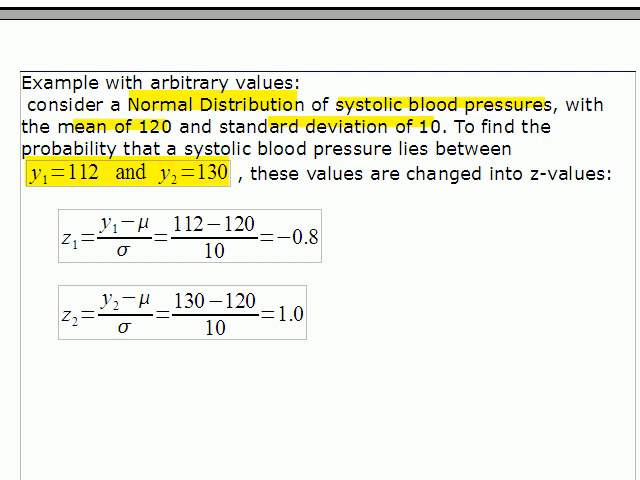So the procedure here is to take these arbitrary values and put them into z-scores. So the 112 becomes a z-score of minus 0.8, and the other value, the z2, becomes 1 because it's a standard deviation above the mean. Remember, the mean was 120 and the standard deviation was 10. So now we've transferred those into z-scores. We now can use the tables, the z-tables.